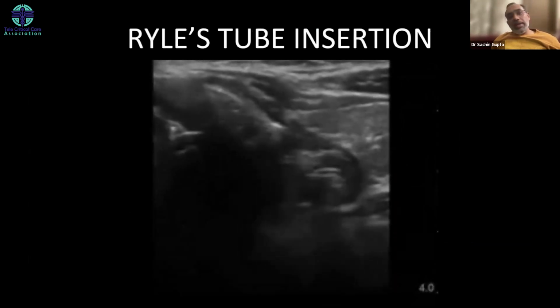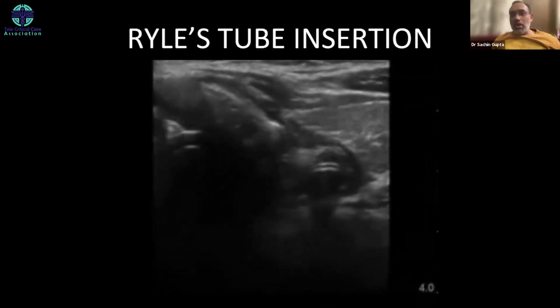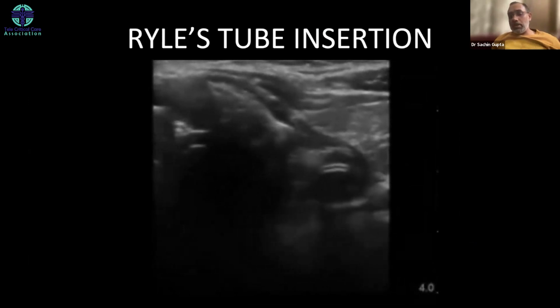The Ryle's tube insertion, yes, in unconscious patients or patients whose mouths are very clenched, they are not allowing you to open, or it's a blind procedure.